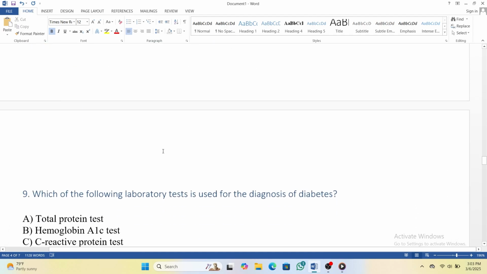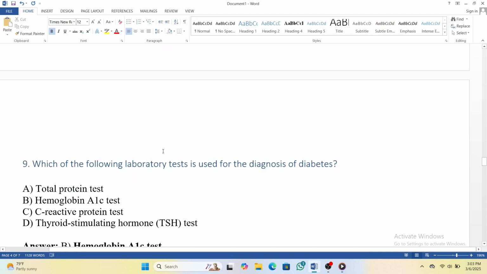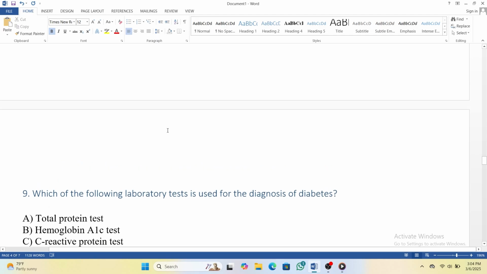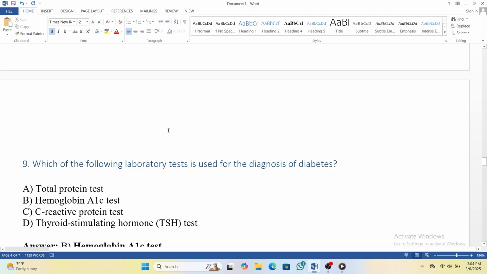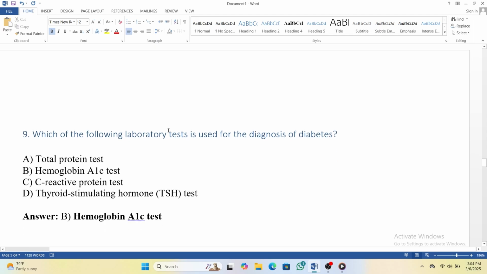9. Which of the following laboratory tests is used for the diagnosis of diabetes? A. Total protein test. B. Hemoglobin A1C test. C. C-reactive protein test. D. Thyroid stimulating hormone, TSH, test. Answer: B. Hemoglobin A1C test.